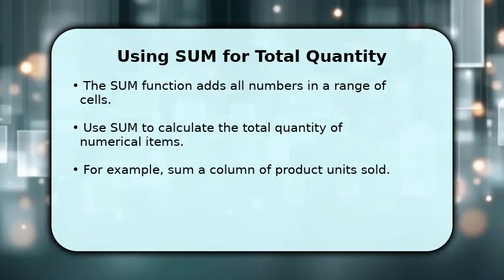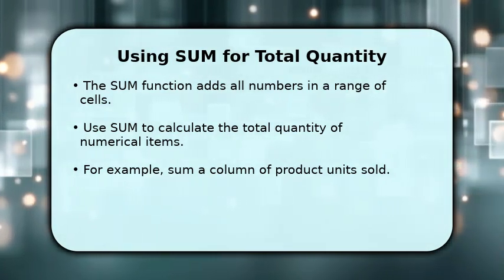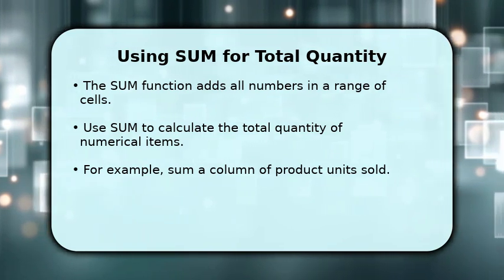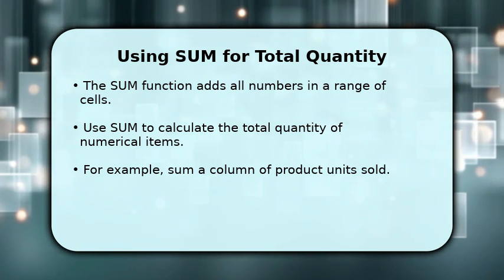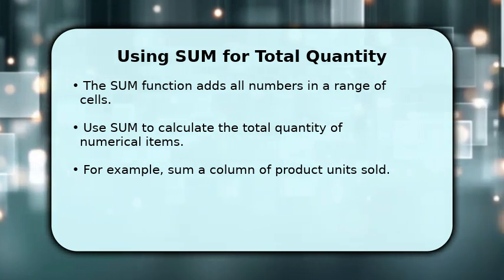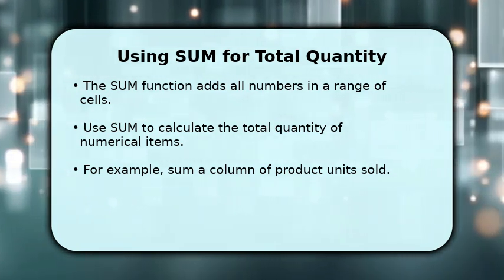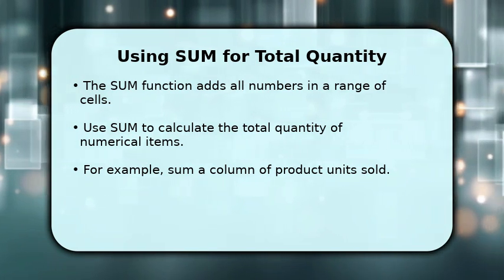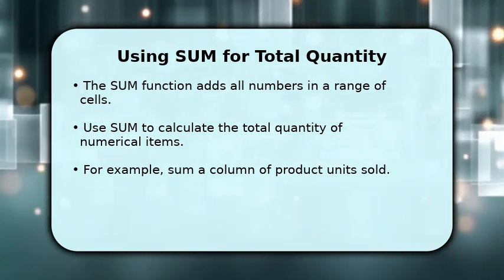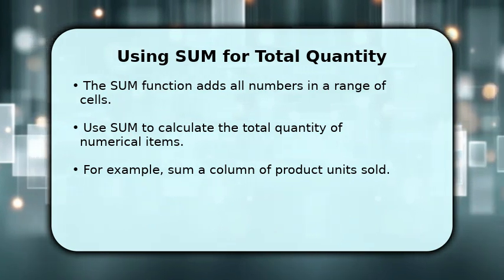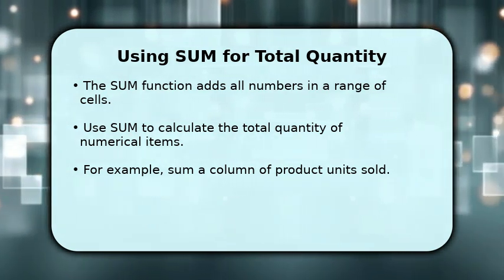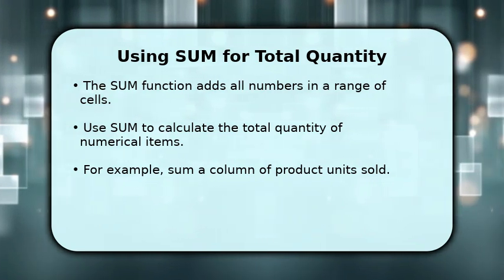While SUM is primarily for adding values, it can indirectly help with quantity if each item has a value of 1. For instance, if you have a column where each entry represents 1 unit, summing that column gives you the total count. This is particularly useful when dealing with numerical quantities like number of units or total items. Just select your range, apply the SUM function, and Excel does the rest, providing a quick total.